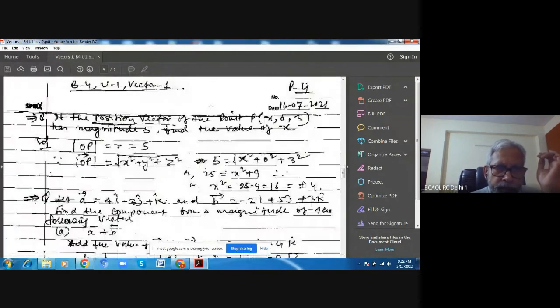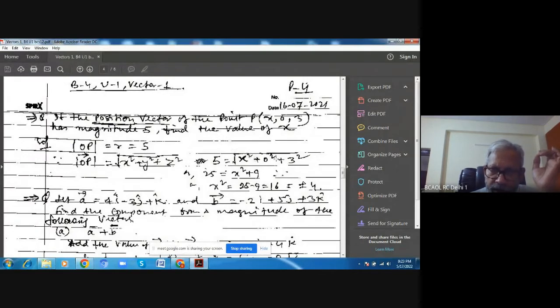Yes, another part. Suppose there are 2 points as given. If the position vector of the point is x, 0, 3, how do we find the position vector? The magnitude is x square plus y square plus z square, and the magnitude 5 is given. So OP is already given in the question. OP is 5, so 5 is equal to root over this value.